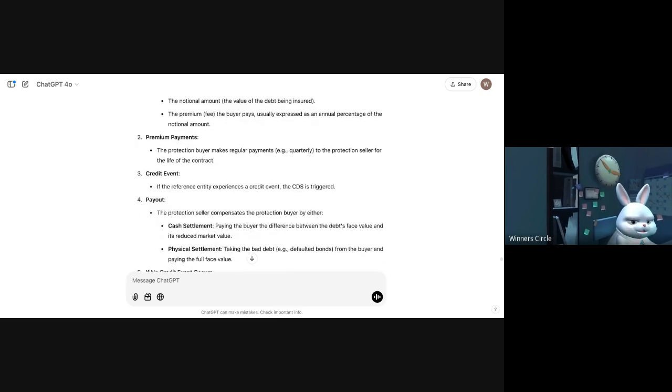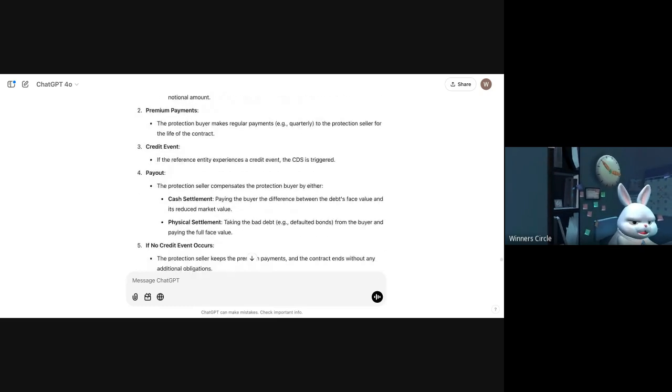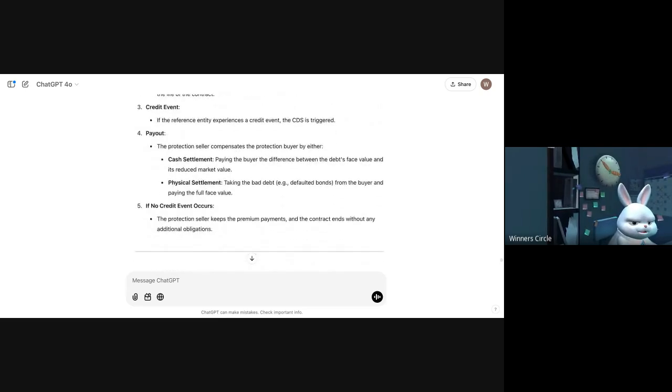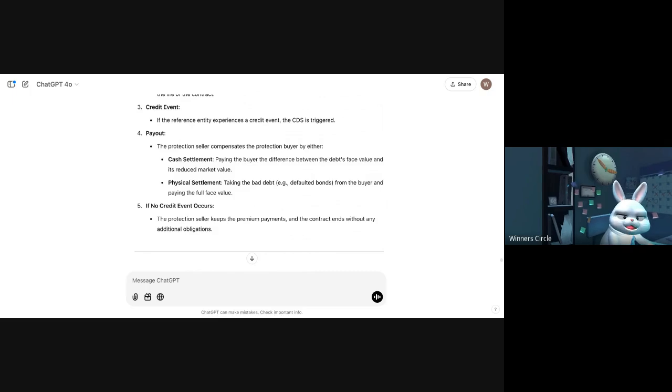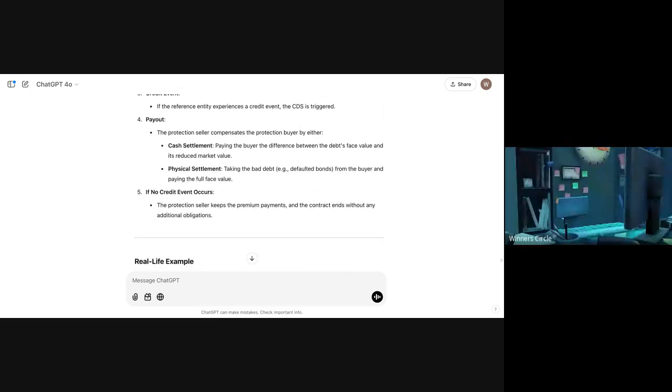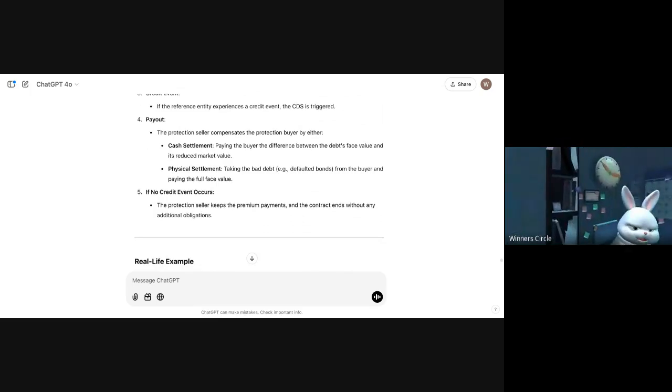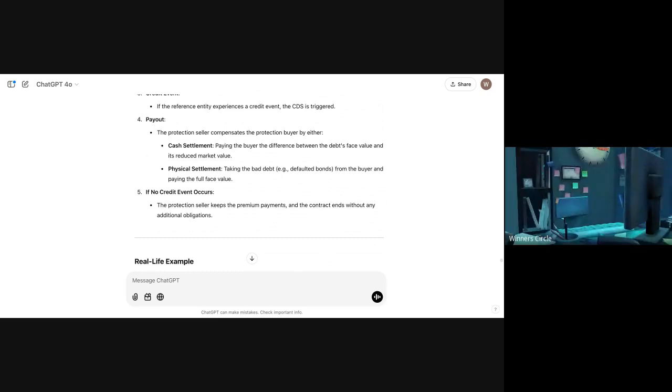Okay, premium payments. The protection buyer had already read that. Credit event, we already read that. Okay, payout. The protection seller compensates the protection buyer by either cash settlement, paying the buyer the difference between the debt's face value and its reduced market value. Sounds familiar, doesn't it? Did they tell you we're doing a credit default swap? No. They told you we're doing an installment agreement.